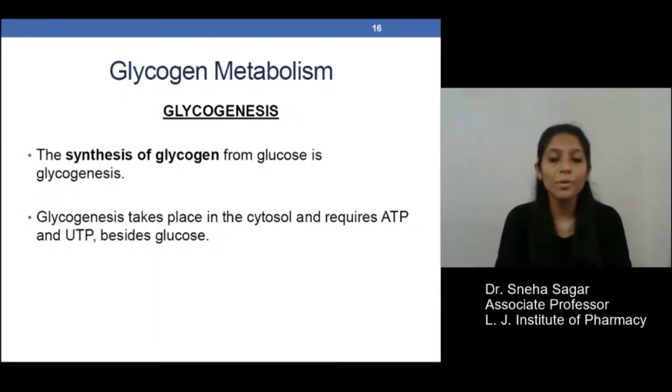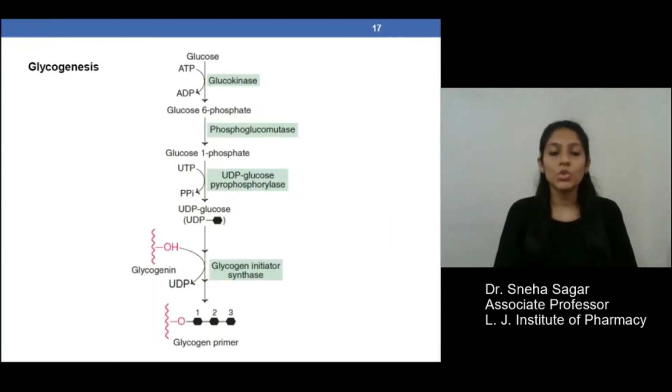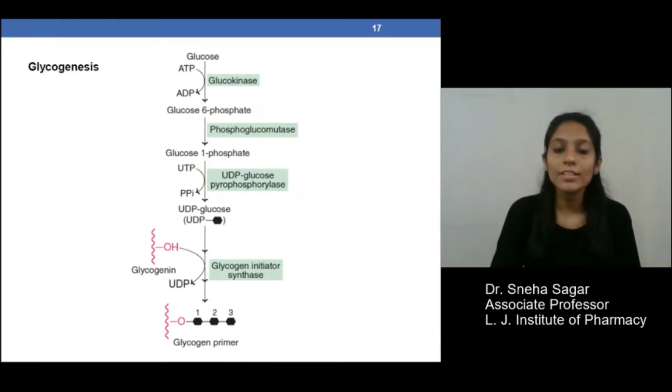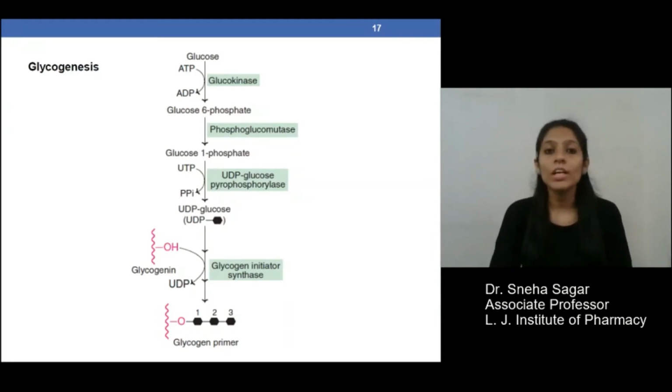So if we talk about glycogenesis, it is the synthesis of glycogen from glucose. It generally takes place in the cytosol and it requires ATP, UTP and glucose. So for glycogenesis, the starting point is glucose. Glucose is converted into glucose 6-phosphate with the enzyme glucokinase. Here, one molecule of ATP is utilized.